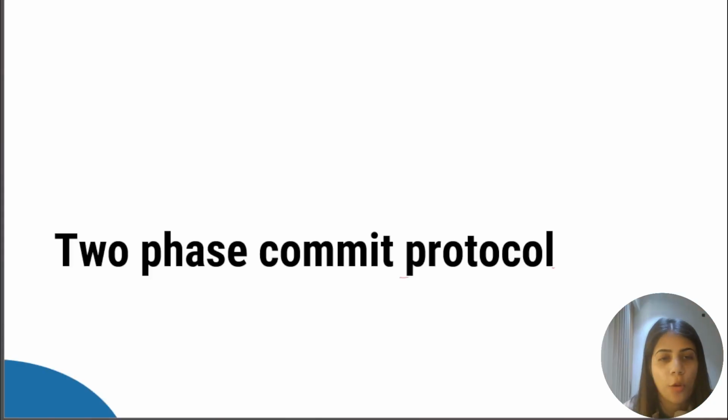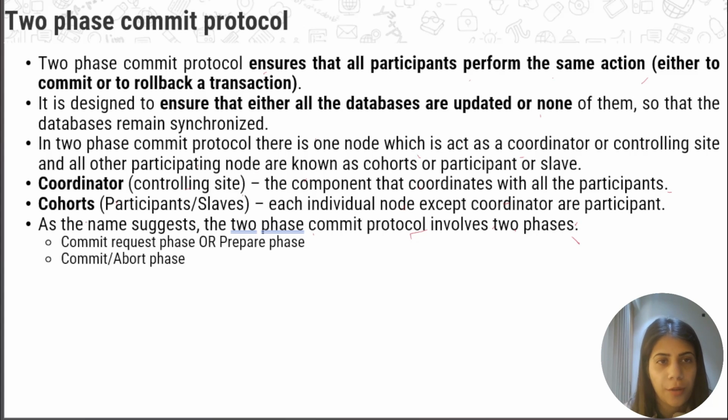Let's understand our next topic, which is the two-phase commit protocol. The two-phase commit protocol ensures that all participants perform the same action, either to commit or roll back a transaction. That means all the participants in the transaction have to follow the same action, whether it is roll back or commit. It is designed to ensure that either all the databases are updated or none of them, so that the databases remain in sync, which is very, very important.